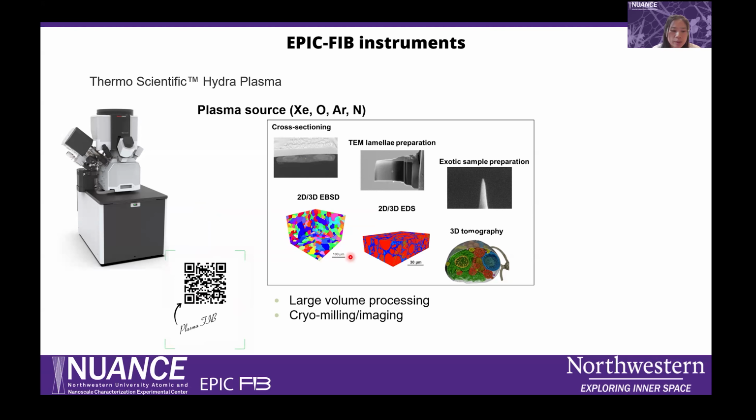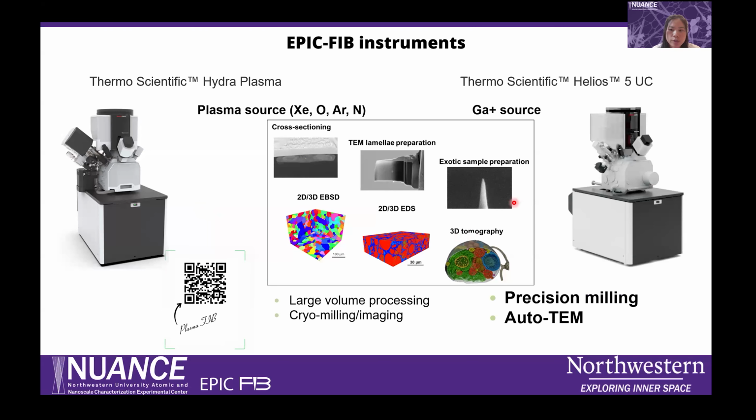So the upcoming new Helios 5 UC offers very similar functionality, but uses a different source, a gallium source. This change makes it ideal for precision milling, and it's stable for automated TEM lamella preparation. So with two complementary FIB systems at Epic, we can now use the Hydra for speed and bulk milling, and the Helios 5 UC for precision milling.